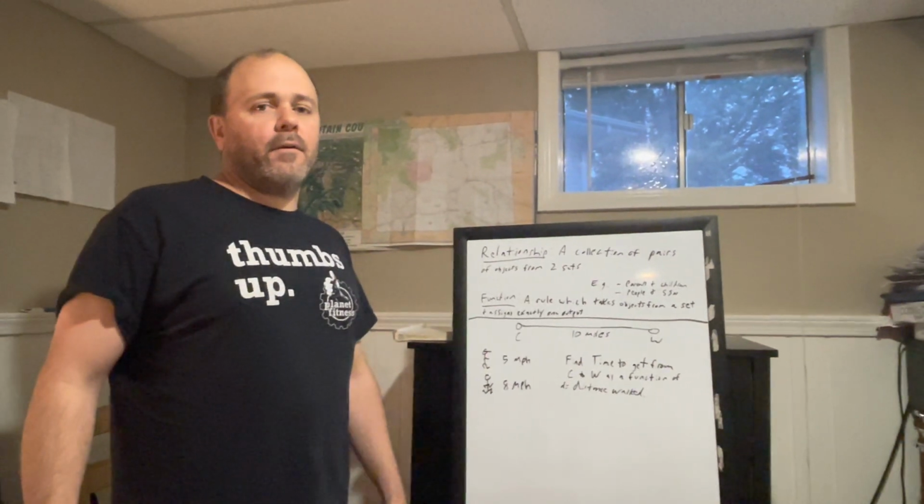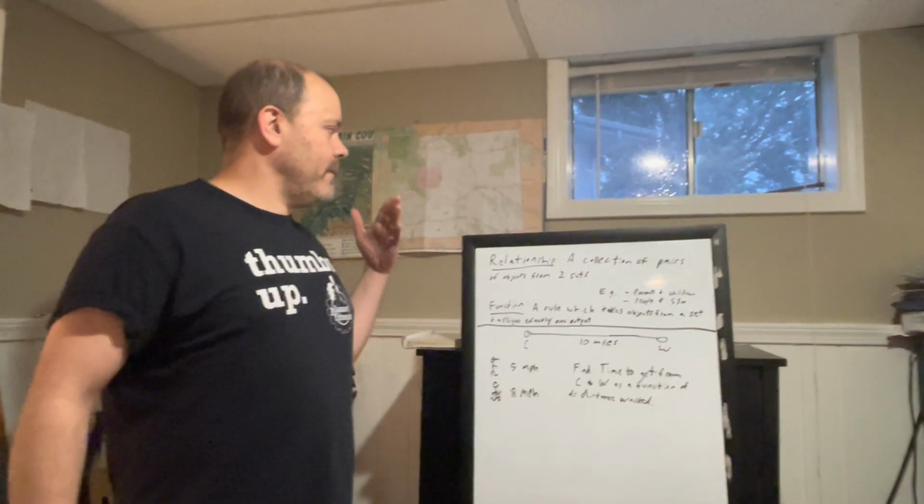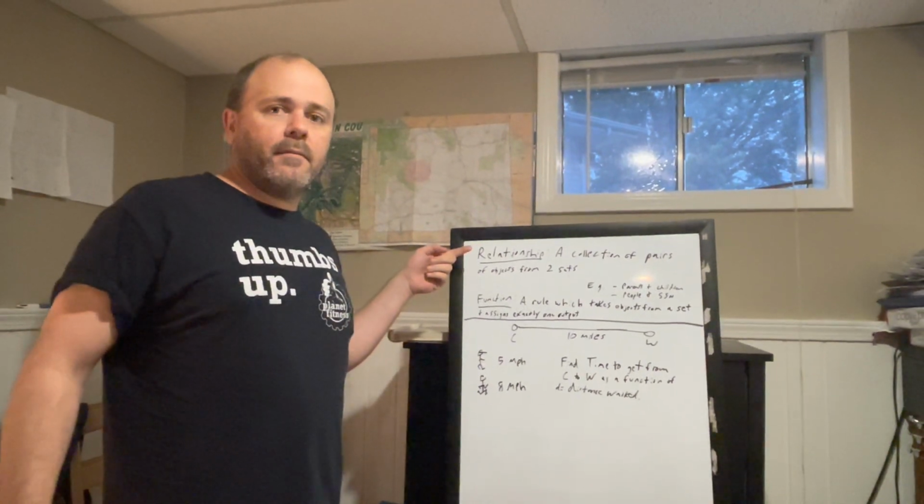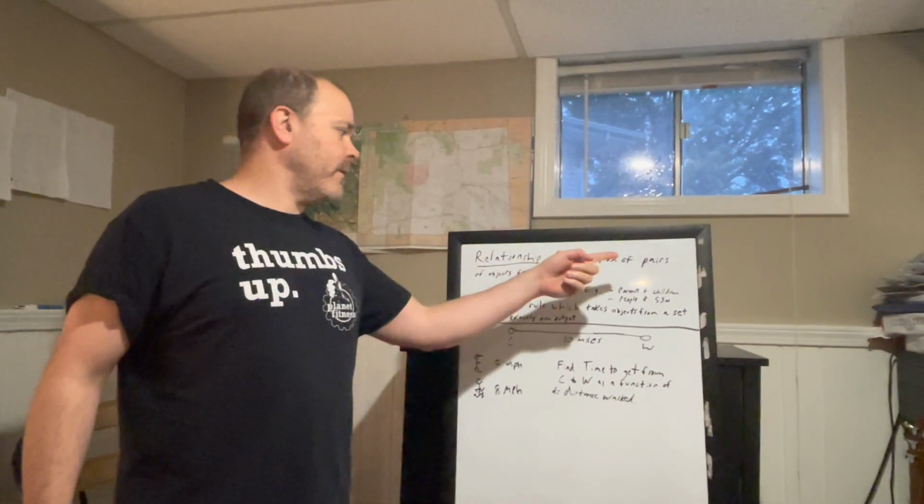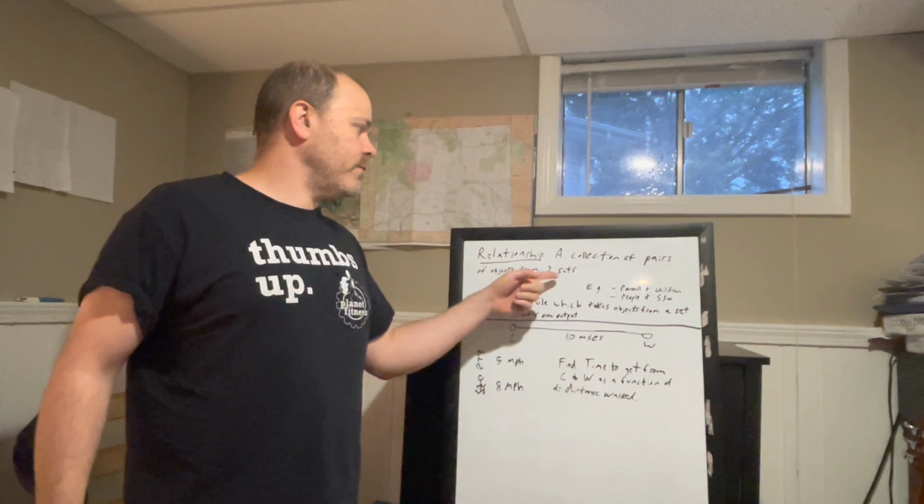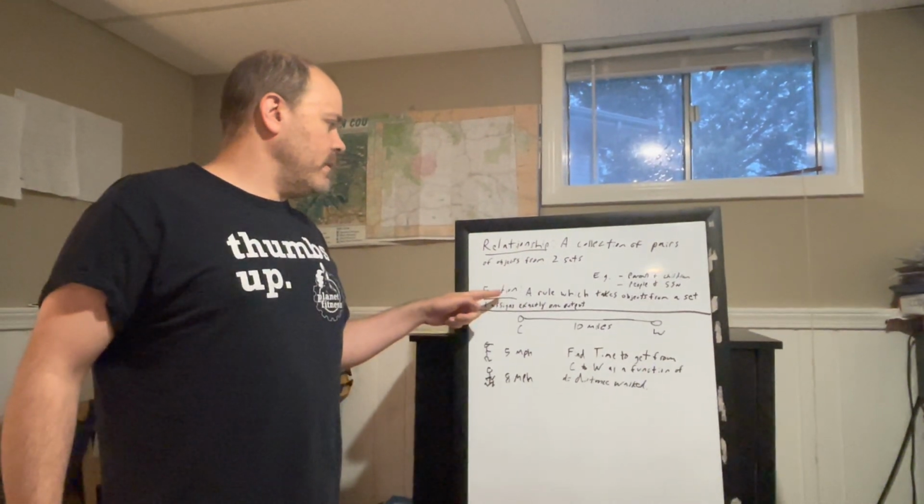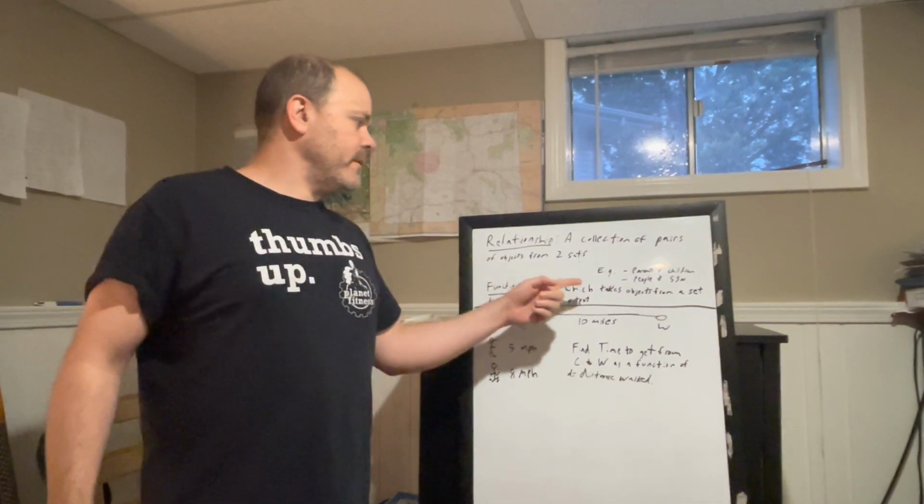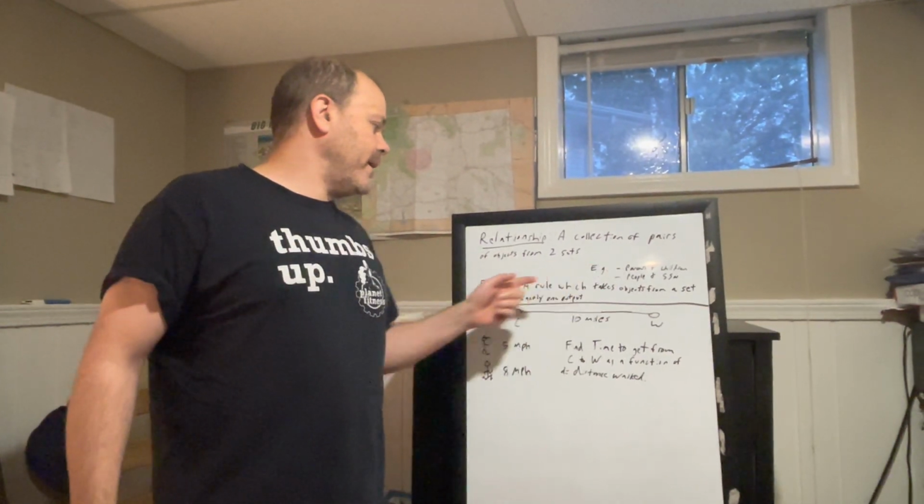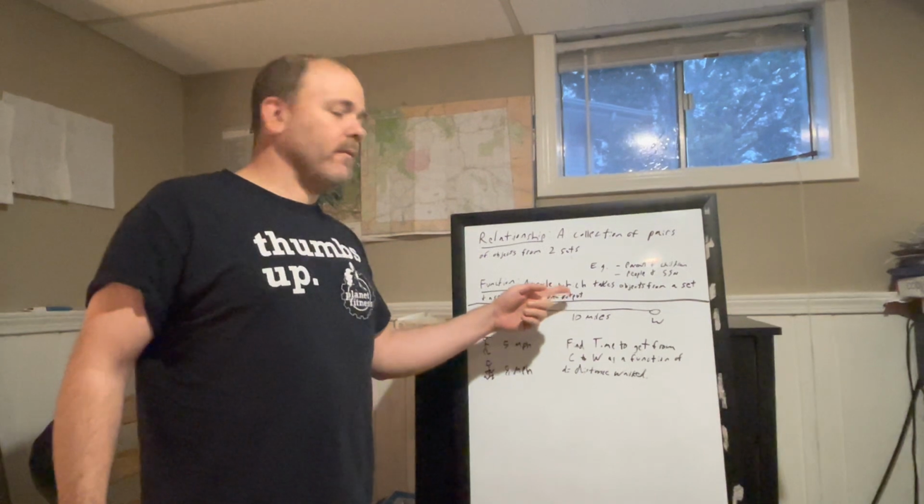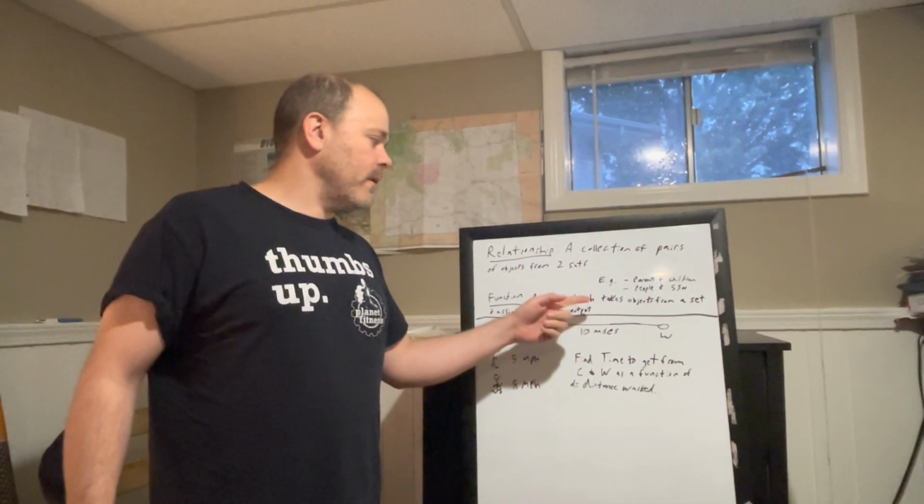I want to do a video about math. A relationship in math is a collection of pairs of objects from two sets. A function is a rule which takes objects from a set and assigns exactly one output from another set.